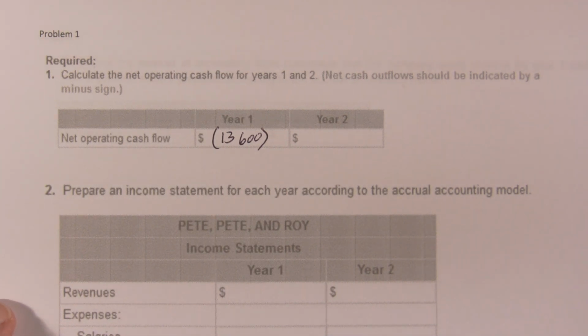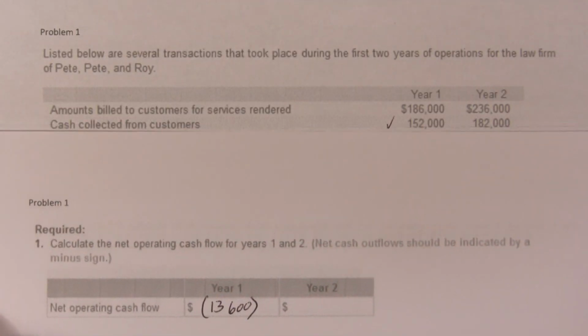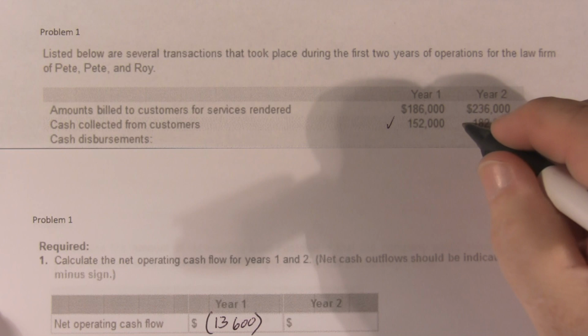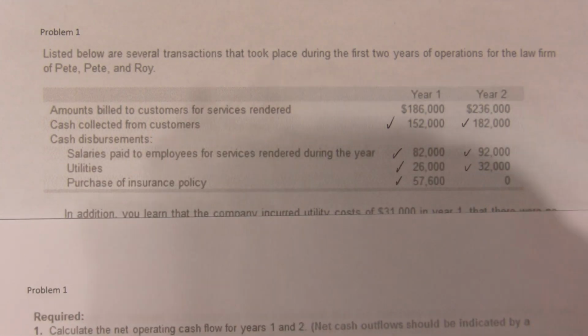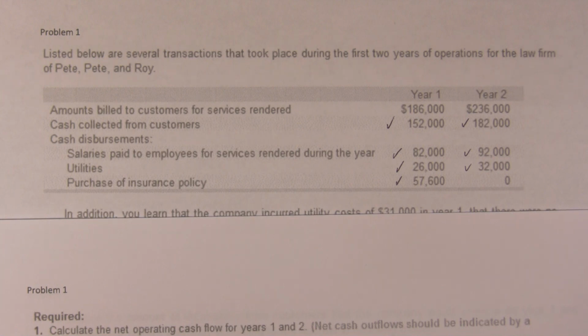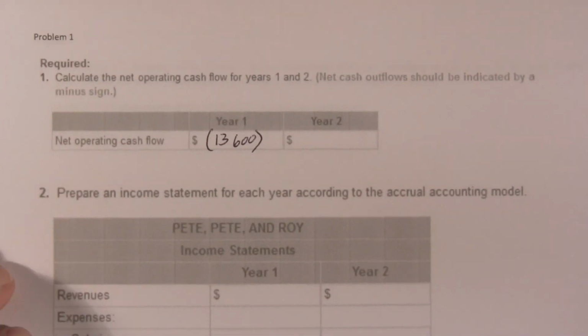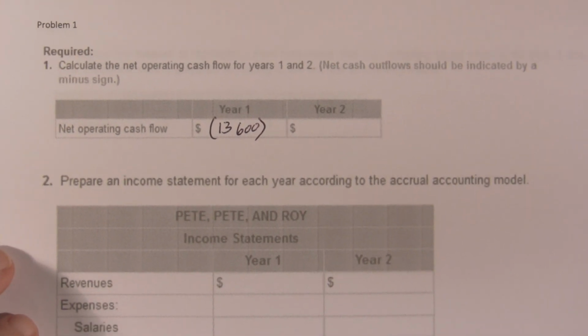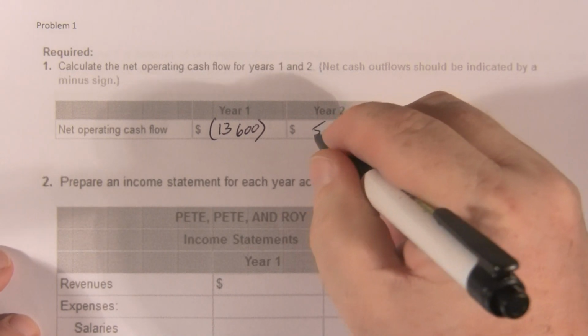Year two is the same. We're going to go through and do the same thing, looking at just the cash in, the 182, minus the cash out, 92 and 32. And in year two, our net operating cash flow, or our results of operation on the cash basis of accounting, are 58,000.